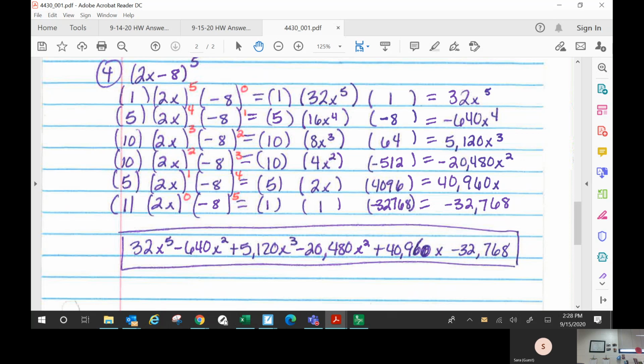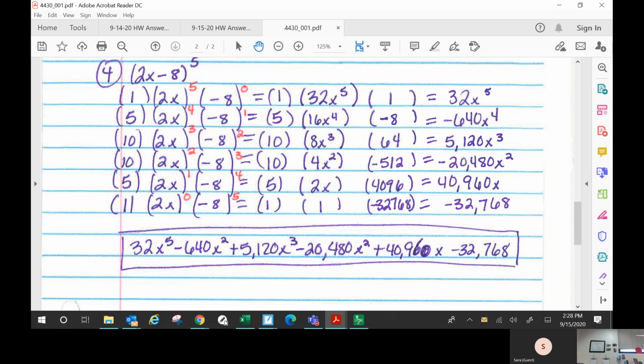And then here, this is more of what we're going to do today. If you see, we've got (2x) to the 5th. You have to apply the 5th to the 2 and the x. So 2 to the 5th power is 32. x to the 5th power is just x to the 5th power. Okay. Anything to the 0 power is 1.